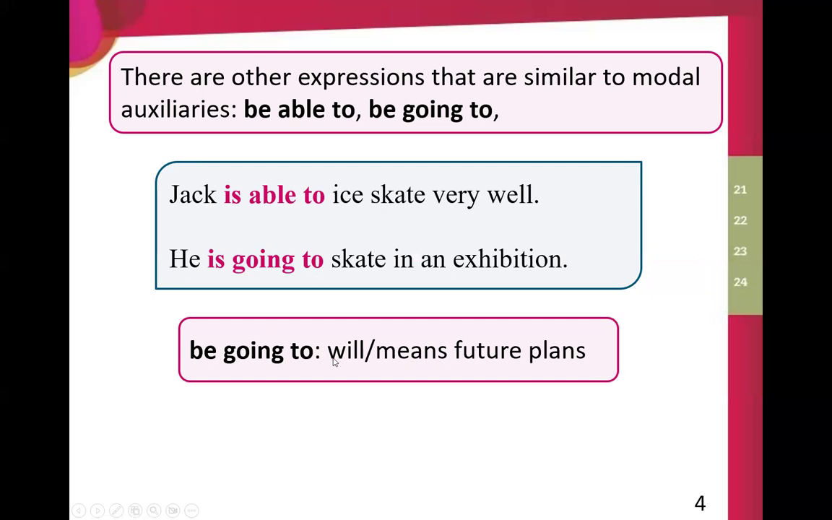be going to. We can use it as an auxiliary because it is followed by the infinitive form of a verb, or we can use it with another verb and give the meaning of will, or future plans.